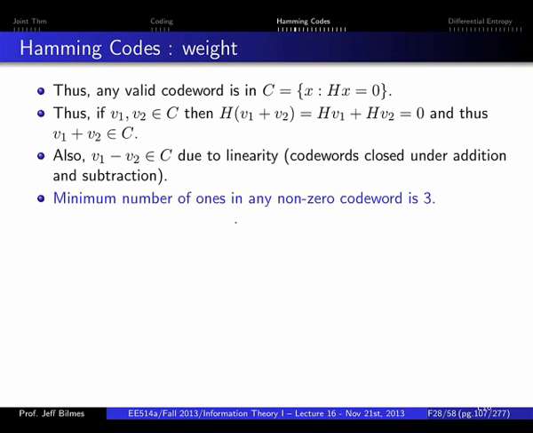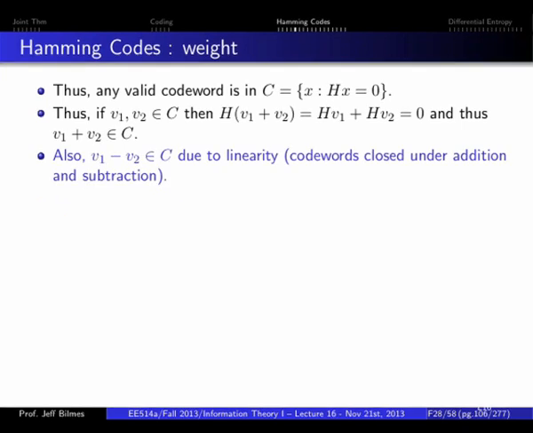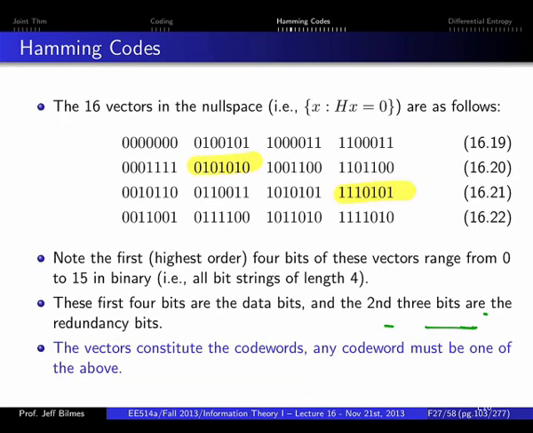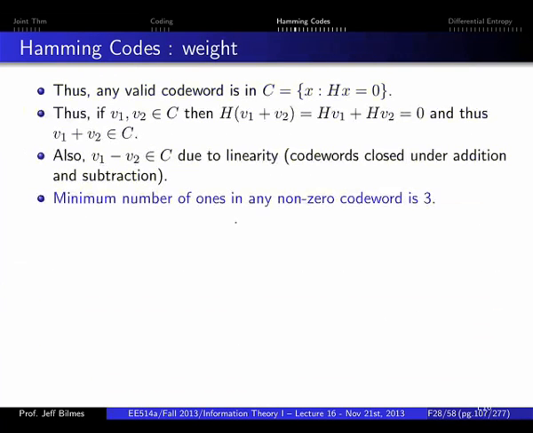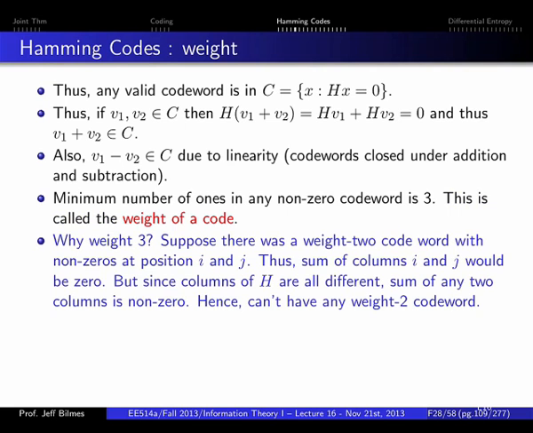Now, the other thing to note is that the minimum number of ones in any non-zero code word is 3. If we go to these code words, there's one which is all zeros, but notice that any of the other ones has at least 3 ones in it. Why must that be the case? First of all, this is called the weight of a code. When you have a code book with a bunch of code words, maybe one code word is all zeros, but other than that, the minimum number of ones in any code word is the weight. And why is it 3? For the following reason. Suppose you had a weight 2 code word.